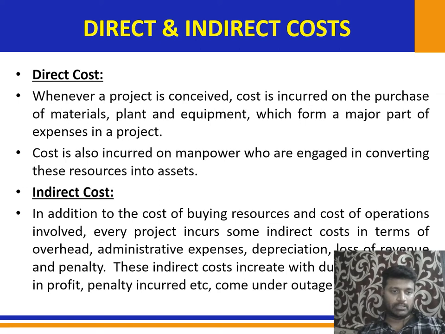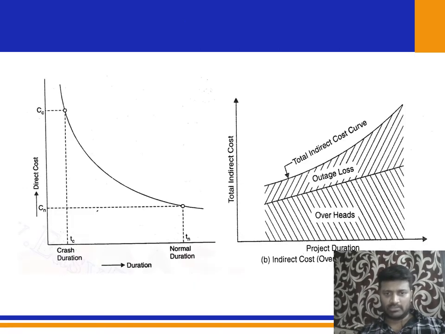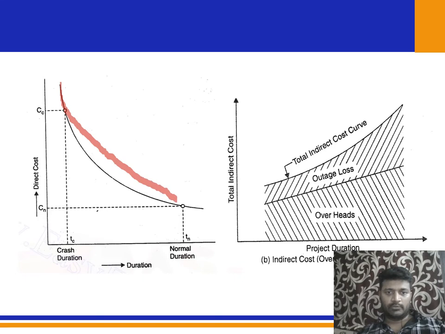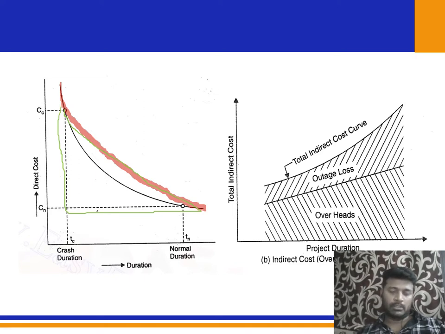So these are the direct cost and indirect cost curves, and this curve is the direct cost curve. When you see this curve, it is a non-linear curve, but I'm going to find the slope of this curve. So for calculation purposes, I'm going to approximate this curve to a straight line, like this. When I do this approximation and find the slope, I will find the cost slope for a given curve, using the formula we'll be using in project crashing. For this I will go to the next slide.